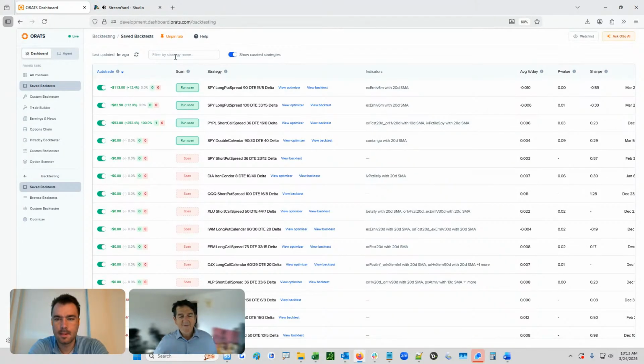Mine gets in every 15 days, and you only have one on. So it won't do it every day. After you close one, it'll get in, or after 15 days, it'll get in. That's designed to mirror the browse backtest table as well as the optimizer.